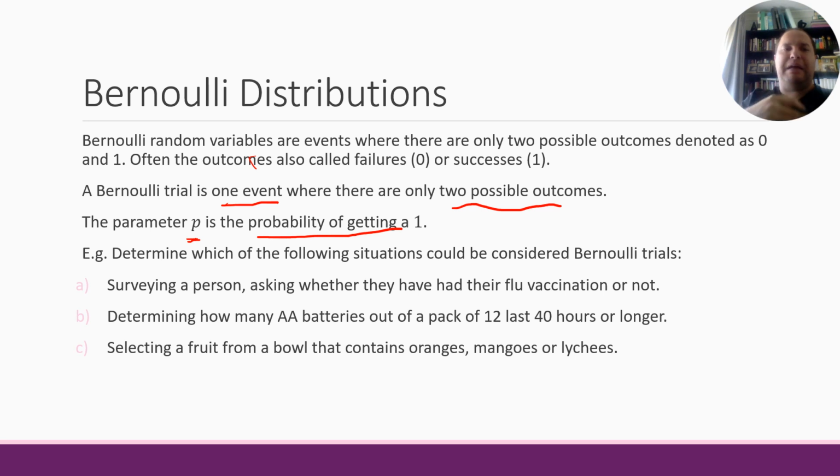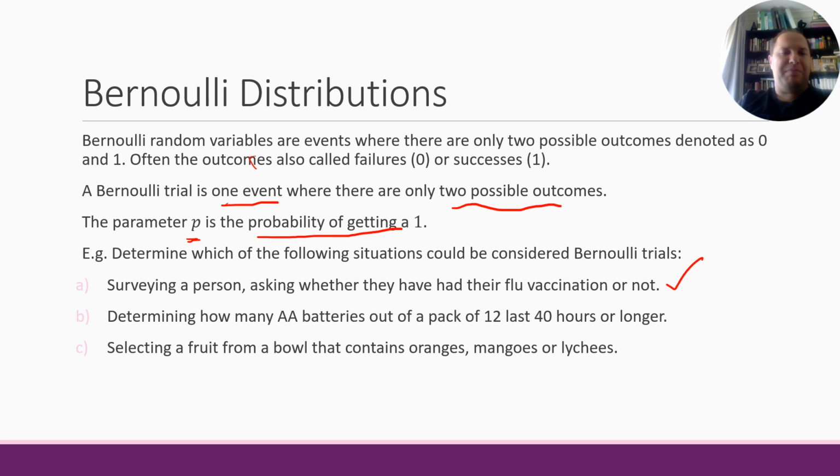It's a bit hard to think about what a Bernoulli distribution might be. An easy example would be flipping a coin once. There are two possible outcomes, heads or tails. That's considered a Bernoulli event. But let's talk about some more and see if we can identify whether or not these events are Bernoulli. We're going to survey one person and ask them whether they've had their flu vaccination or not. How many trials are we having? We've only got the one trial. And how many possible outcomes are there? The person's either had their flu vaccination or not, so there are only two possible outcomes. Only one trial is done, so that is definitely a Bernoulli trial.